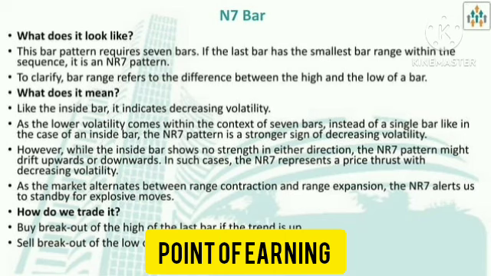What does it mean? Like the inside bar, it indicates decreasing volatility. As the lower volatility comes within the context of 7 bars instead of a single bar as in the case of an inside bar, the NR7 pattern is a stronger sign of decreasing volatility. However, while the inside bar shows no strength in either direction, the NR7 pattern might drift upward or downward. In such cases, the NR7 represents price thirst with decreasing volatility.